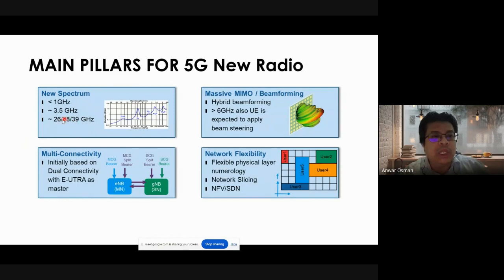Then the last thing that is different for 5G compared to 4G is the network flexibility. So basically, the sub-carrier spacing in 4G is fixed, right, at 15 kilohertz, but for 5G, it is flexible depending on the use case: 15, 30, 60, or 120 kilohertz sub-carrier spacing. This creates the scenario where you can have slicing capability and also some software defined function for the network. So these four are the main pillars of the 5G new radio.